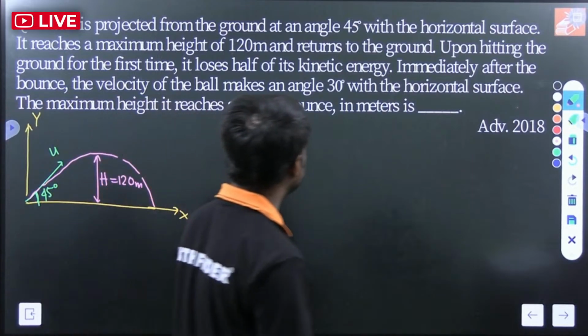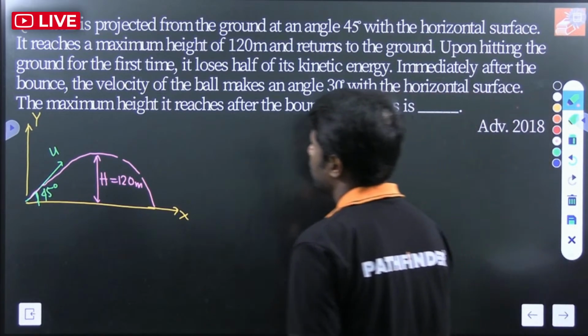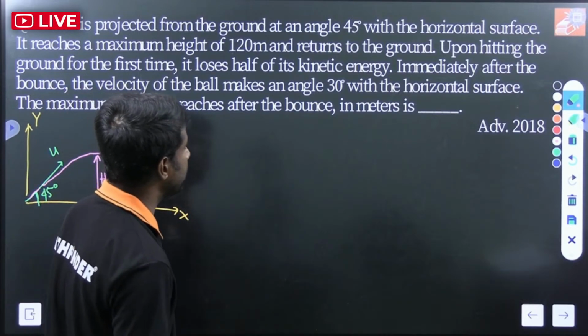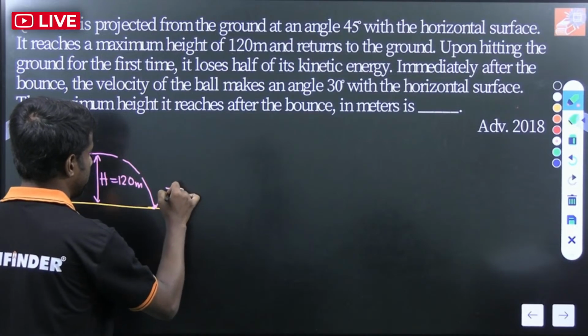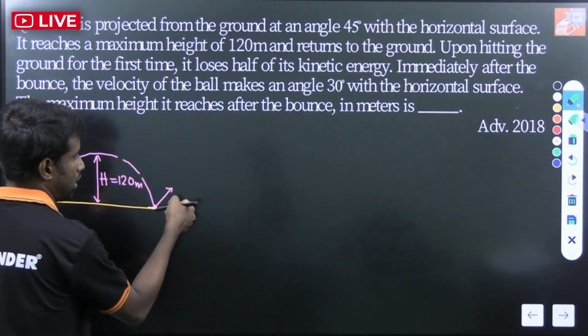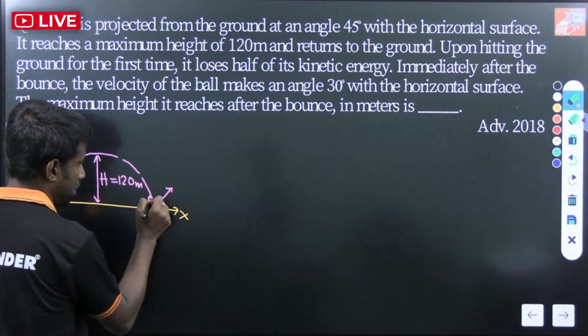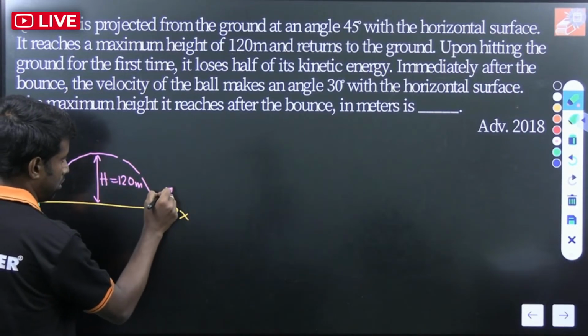And returns to the ground. Upon hitting the ground for the first time, it loses half of its kinetic energy. So when it rebounds, and after that rebounds again, it will lose half of its kinetic energy. Whatever the energy is before collision, it will be half after. So if the velocity here is u, what will be the velocity here?